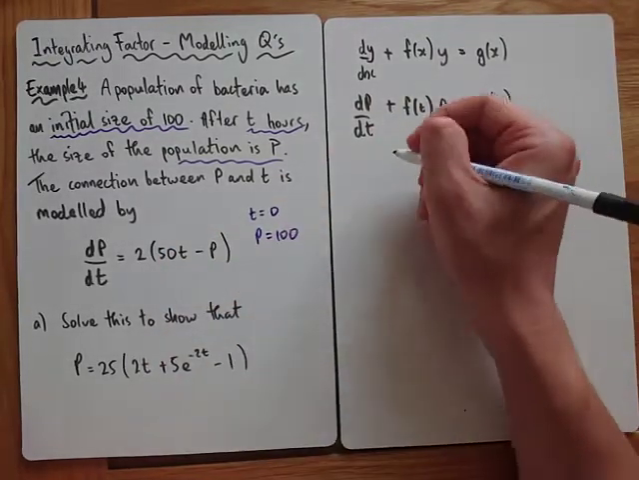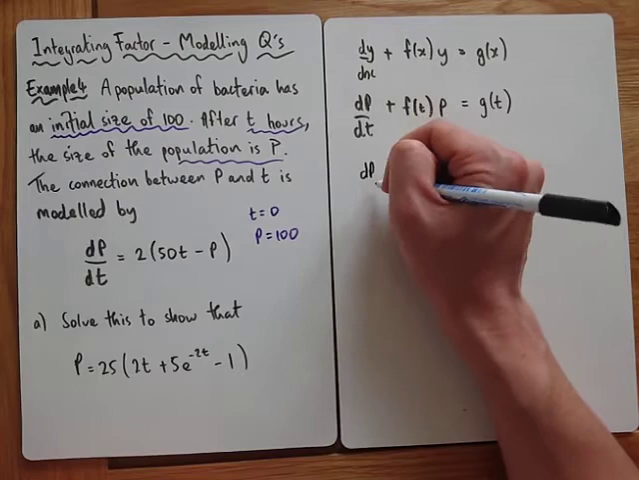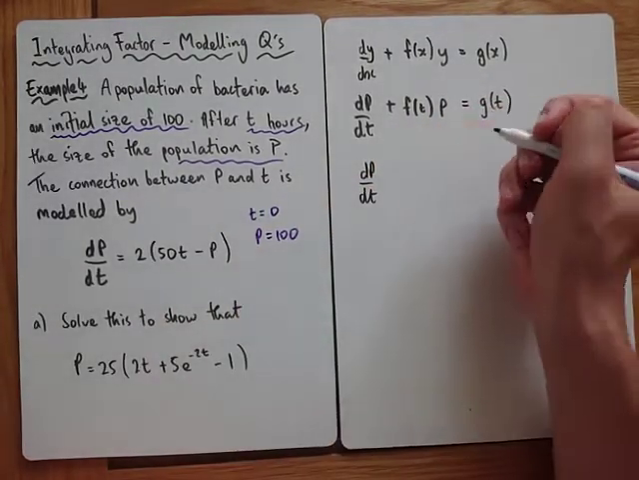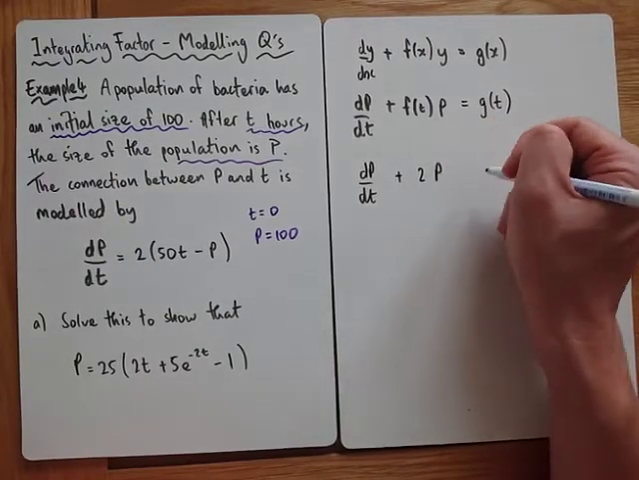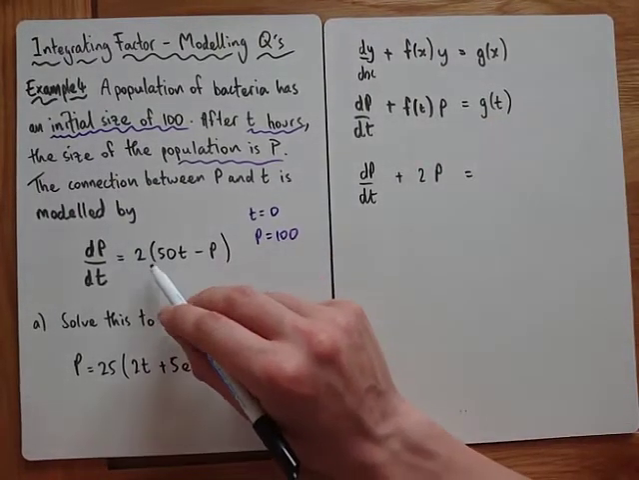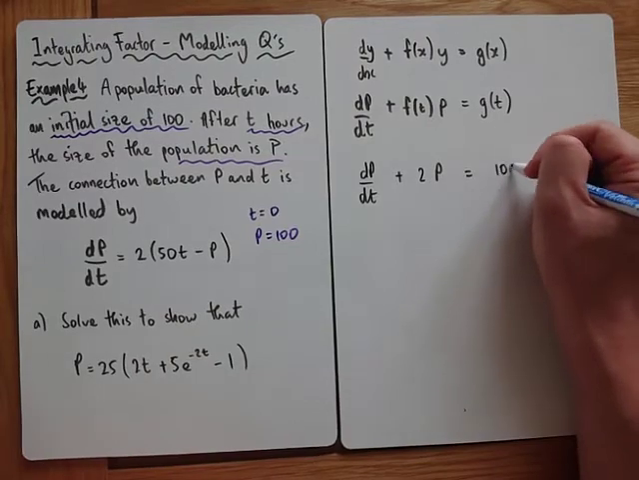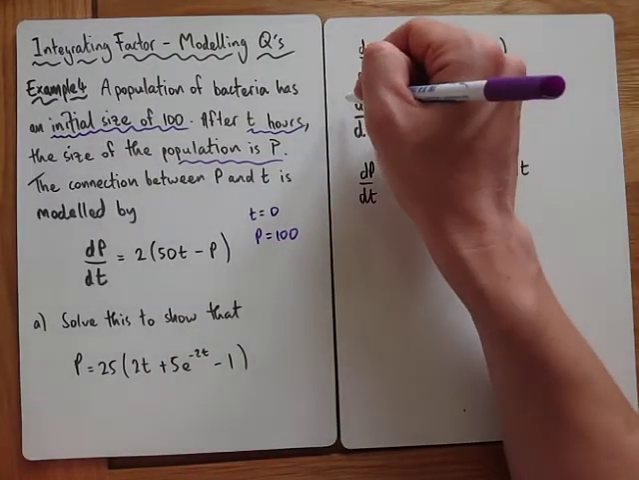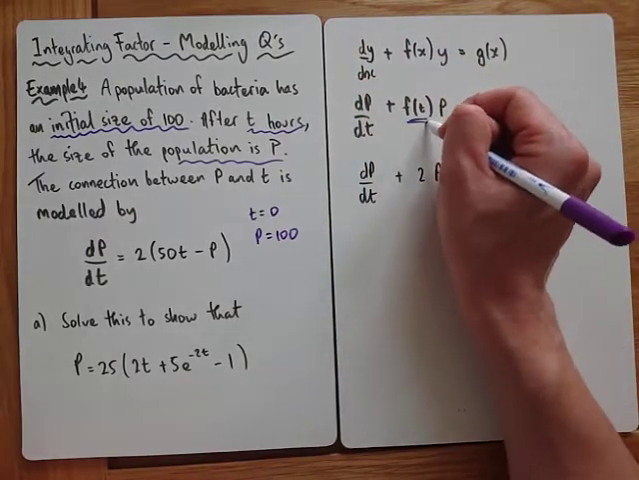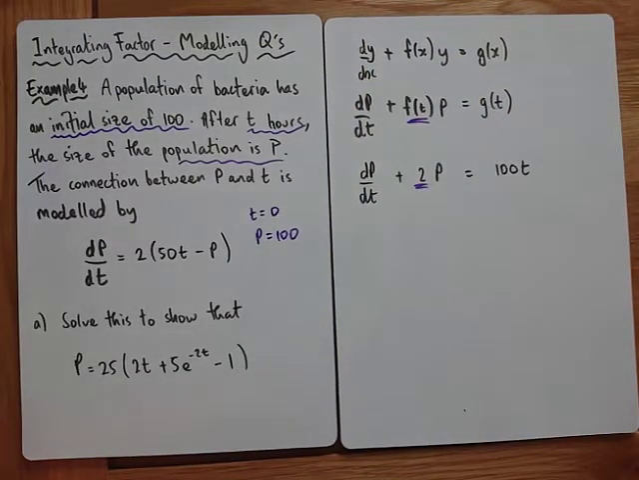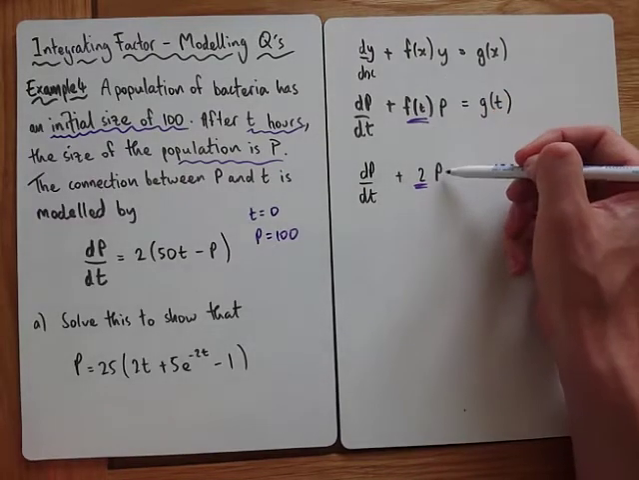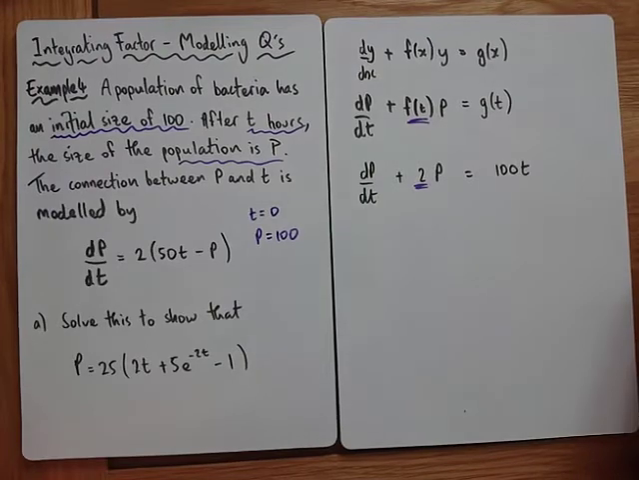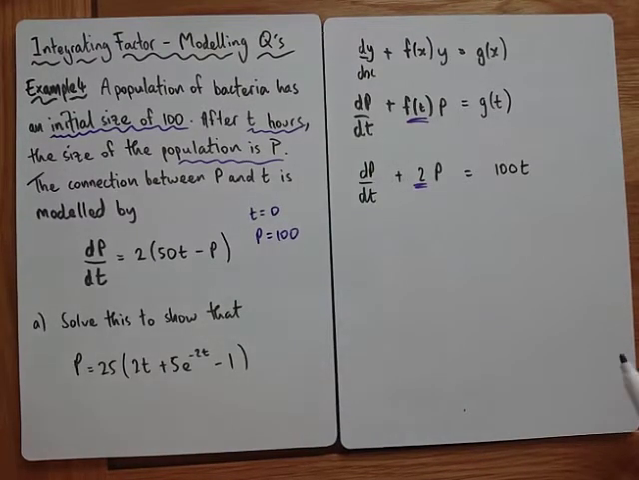Okay, so if I rearrange this, I've got dp by dt minus 2p, so that'll become plus 2p, equals 100t. Okay, so this is now in a form that I can compare. The function of t is actually just a constant in this question, but we've got something multiplied by p, and we've got a function of t on the right hand side. Okay, so we can use the integrating factor on this.